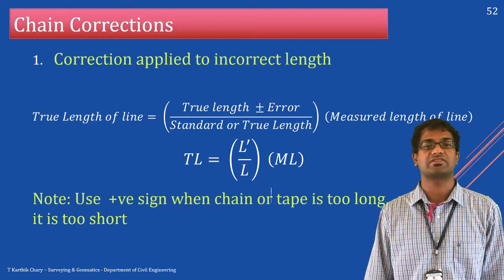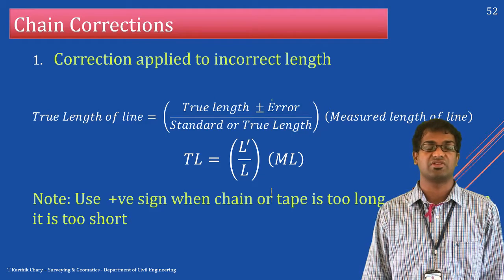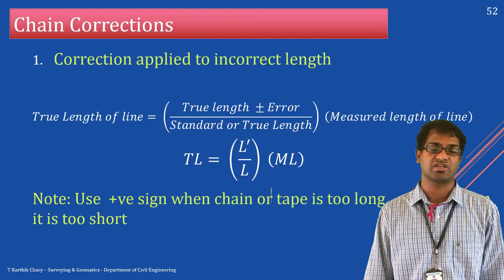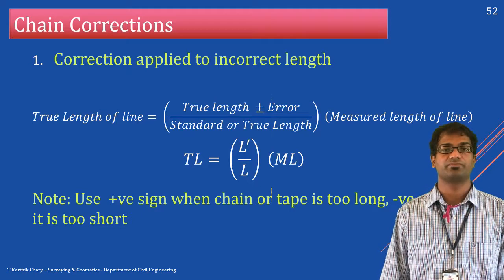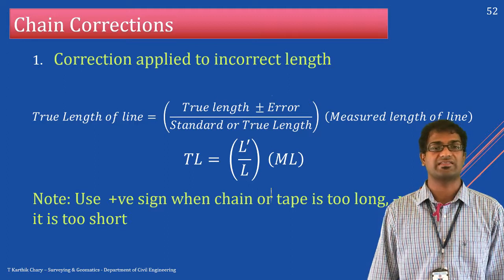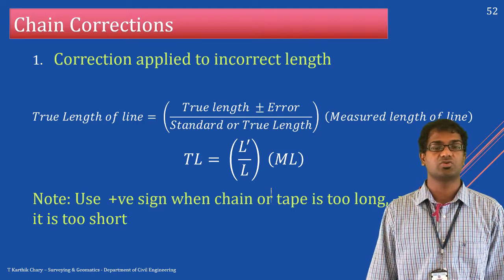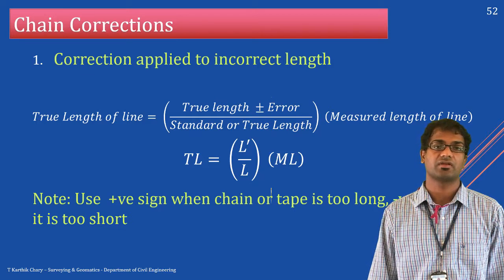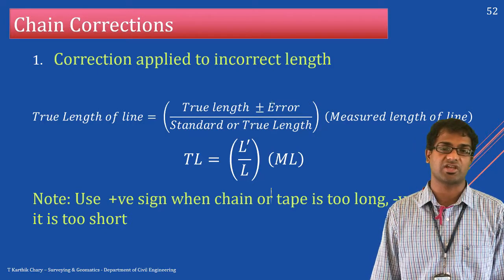Today we are going to discuss chain corrections. Chain corrections are for the mistakes or errors which we come across when we are conducting chain survey. Normally, when we are using a chain, due to miscalculations, unstandardization, more pull, and many other factors, the true length of the chain may not be the actual length. So your chain may be too short or too long compared with the standardized chain.